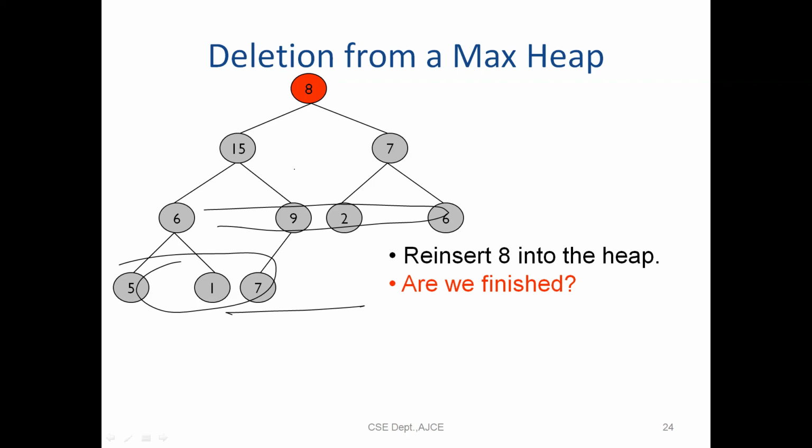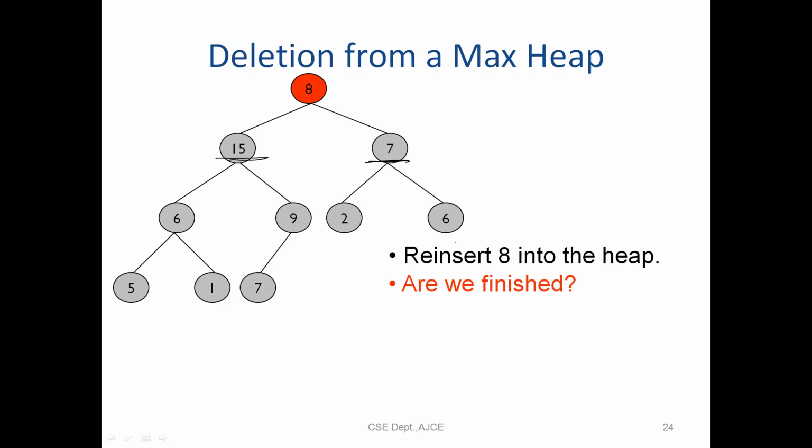So now what is the next step? The next step is to find 8's correct location. This is known as bubbling down. That is what I meant: bubbling up for insertion and bubbling down for deletion in the max heap. We compare 8 with its two children, because 8 is the root node and it will have two children since it's a complete binary tree.